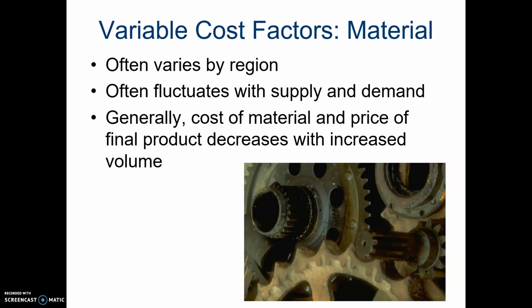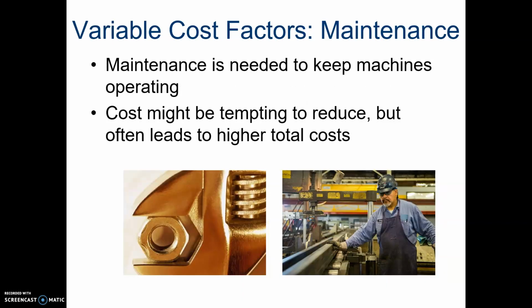Variable cost factors, let's talk about materials. They often vary by region. They fluctuate with supply and demand, and generally cost of material and price of final product decreases with increased volume. So the more you purchase, the cheaper it becomes.